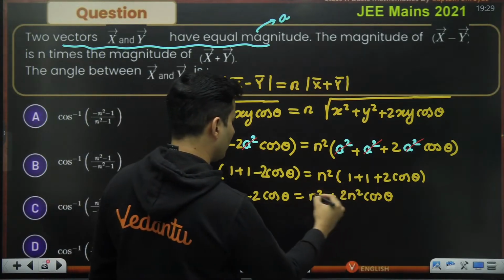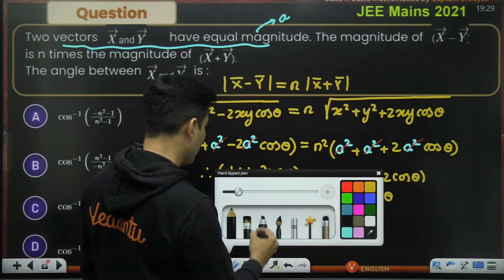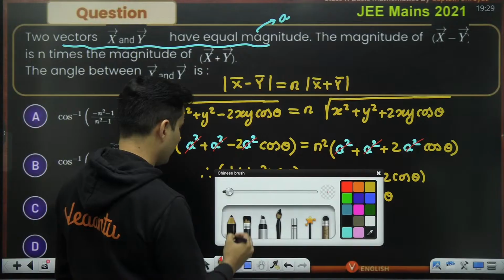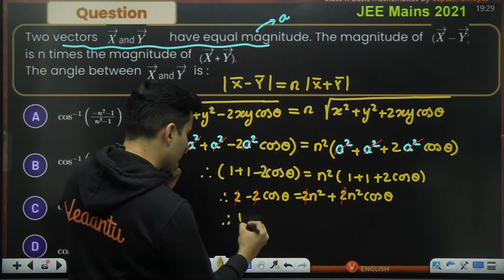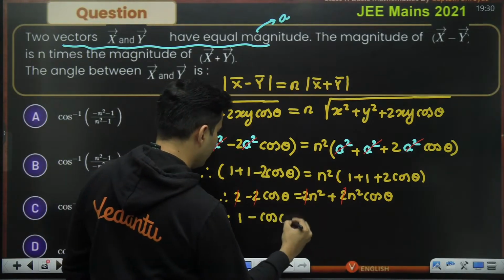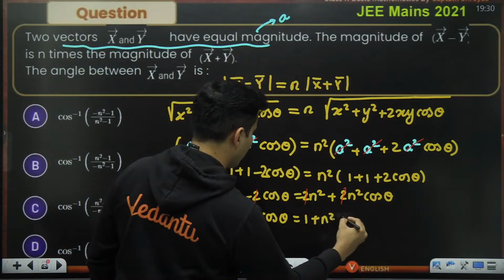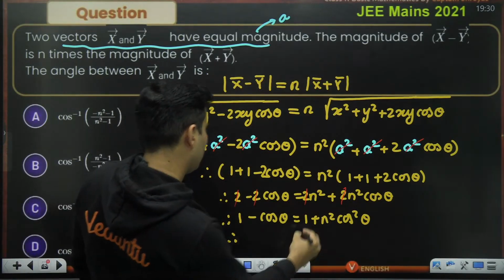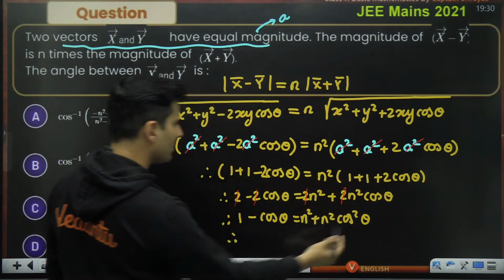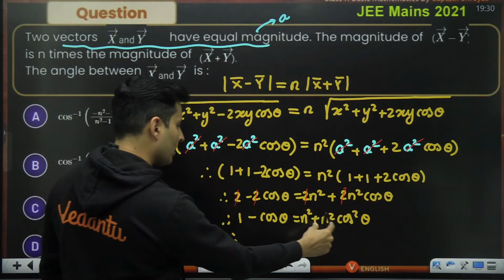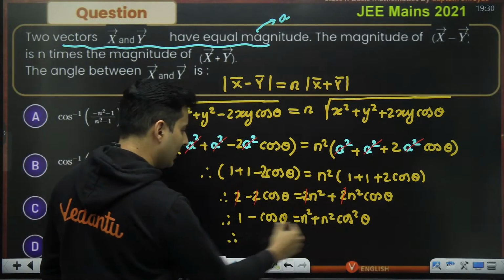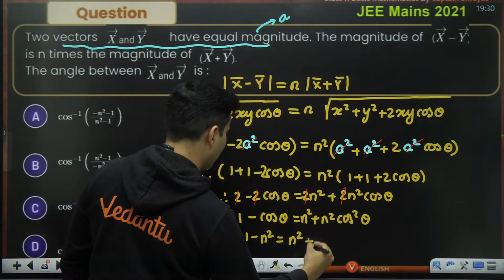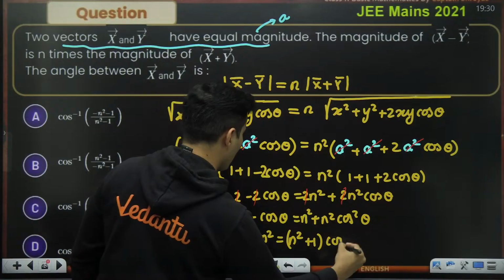So here also I will get 2. So 2 will cancel from everywhere. So this will be 1 minus cos theta is equal to n square plus n square cos theta. Now just take this cos theta here and bring this n square over here. So 1 minus n square is equal to n square plus 1 into cos theta.